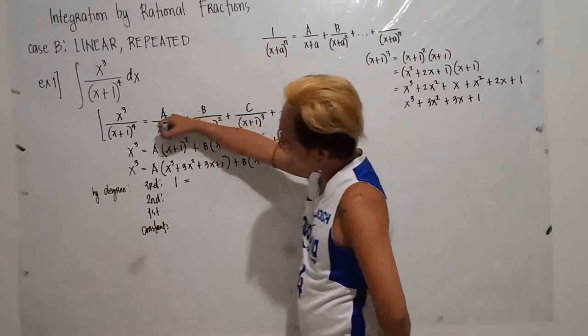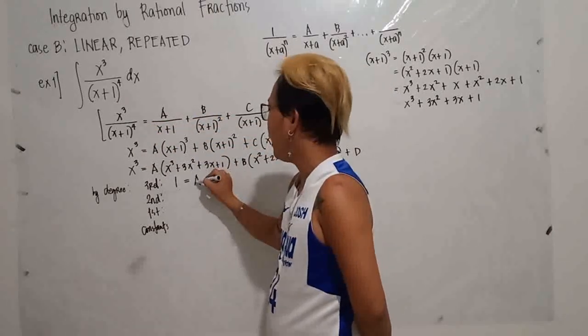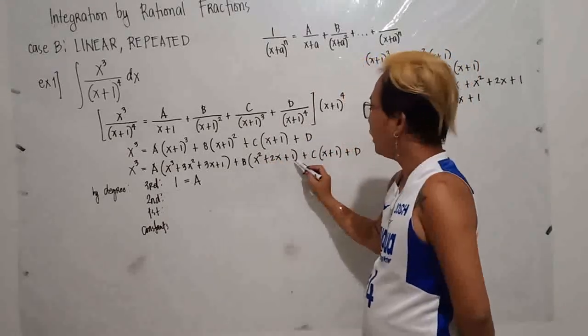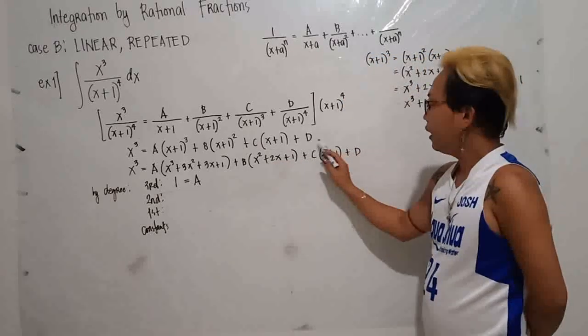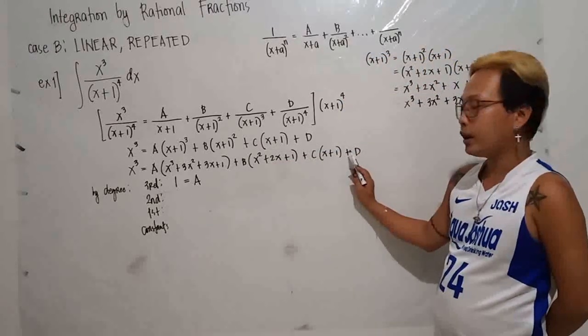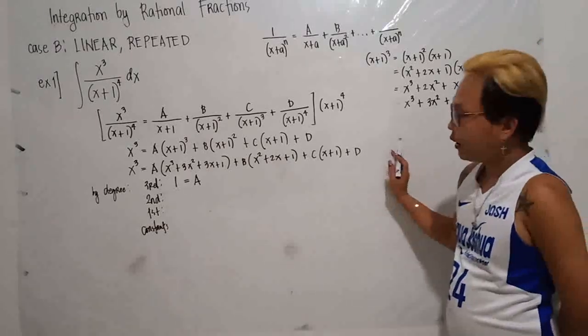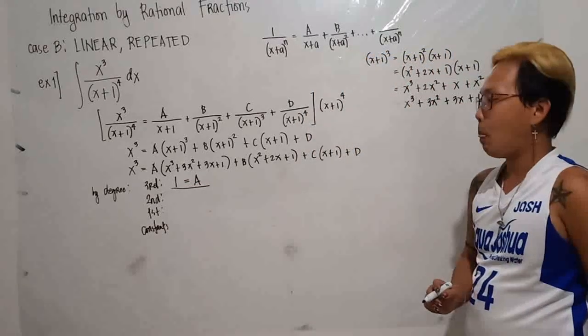Then for A, you will have x cubed multiplied to A, that is A. Okay? Then third degree here, wala. So plus 0. Then third degree here, wala din. So plus 0 ulit. Then wala din third degrees dun sa dulo. So first equation, you have A is equal to 1.